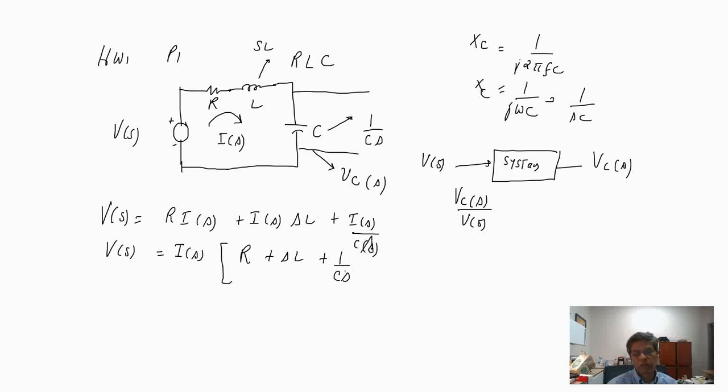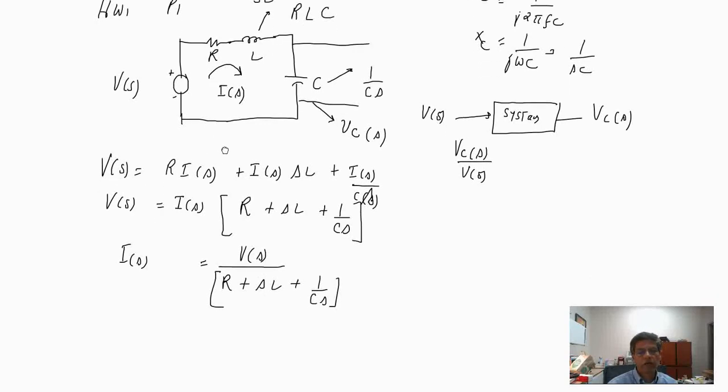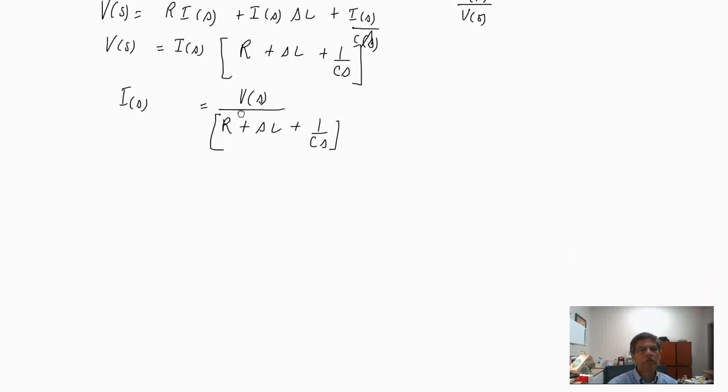So here we can find the current. I_C(s) is equal to V_s(s) divided by R plus sL plus 1 over Cs. Here we go. Now we got the current, right? So let me move this a little bit up so that we'll have more space to write here and go in kind of a sequence.